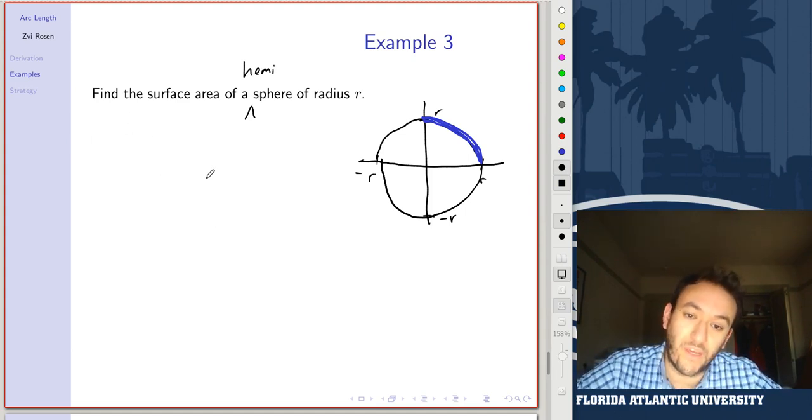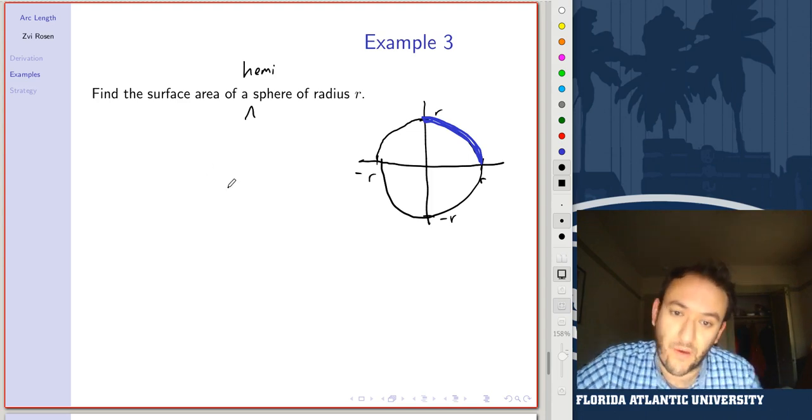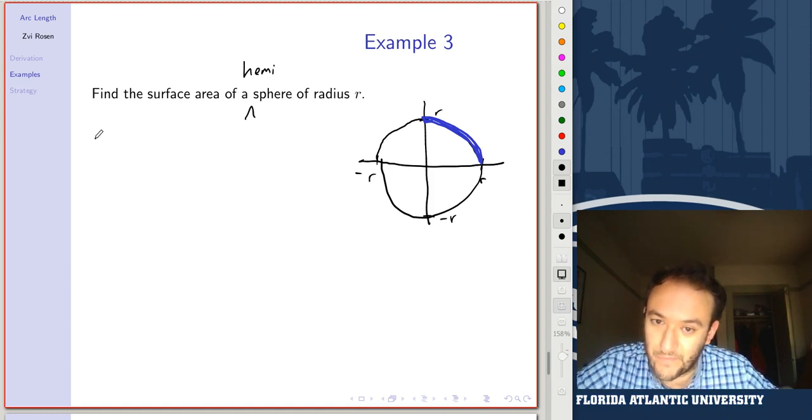Okay, well, what's the equation for this arc of the circle? We can compute x as a function of y. We can compute y as a function of x. So how about this? How about we rotate around the y-axis and we compute y as a function of x?